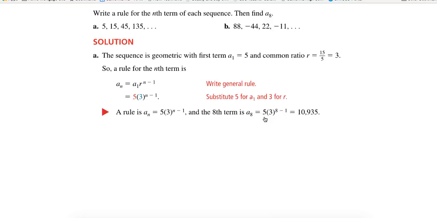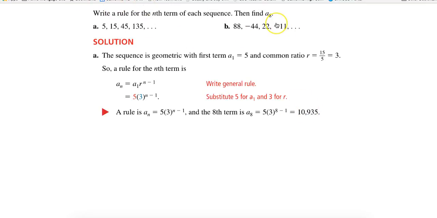Now, you're going to notice in geometric series, we end up with some rather large numbers. Remember, this is an exponential function. So we're taking numbers and taking them to large exponents. So as our term numbers get high, we're going to end up with some pretty big numbers here. So don't be surprised if you end up with some large numbers, and don't think you did something wrong. Okay, so that's the first one.